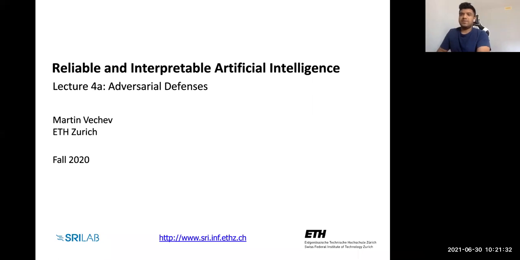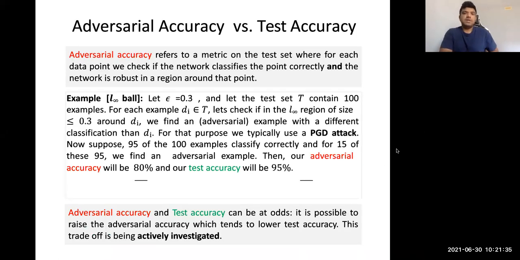So let's start with adversarial defenses. First, we should define the term adversarial accuracy. I think most of us are probably familiar with test accuracy, but adversarial accuracy, also known as robust accuracy, is essentially this: out of all the points our neural network classifies correctly, for each of those points, how many adversarial examples can we generate within a given range? For example, here we have our L infinity ball, and I've talked about this before.